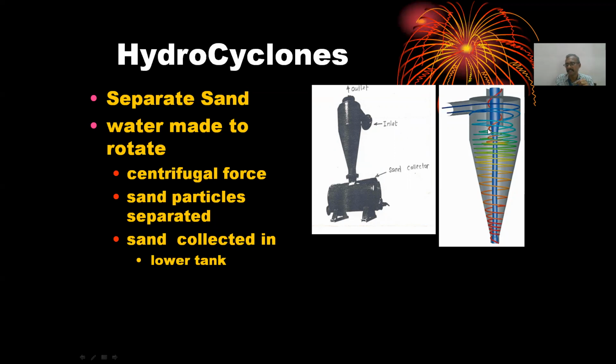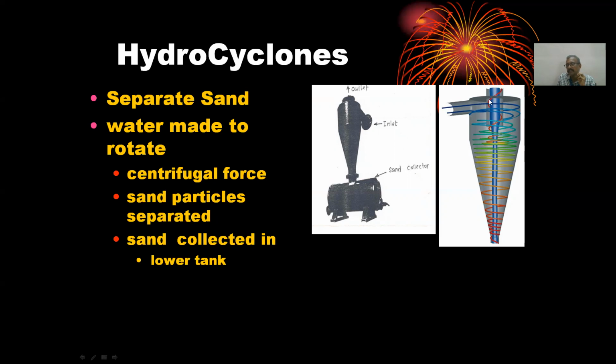When water contains sand and makes a rotation, what happens is the sand particles have a higher specific gravity, while water has a lower specific gravity. So the centrifugal force acting on water will be less, and on the sand particles it will be more, m r omega squared. The mass of sand particles is more, so the centrifugal force acting on the sand particles will be more. Since the centrifugal force is more, they are thrown to the periphery.